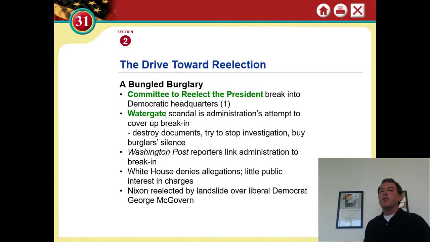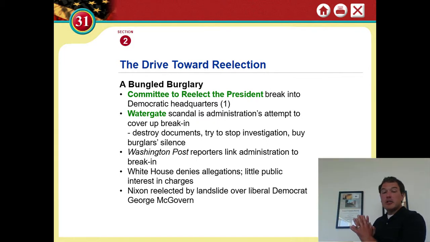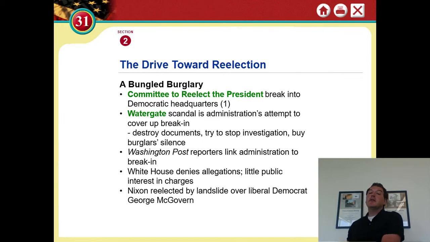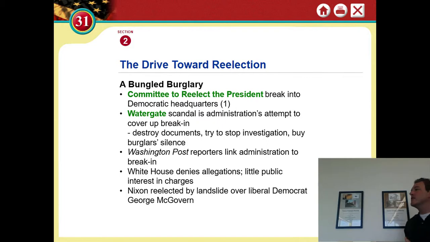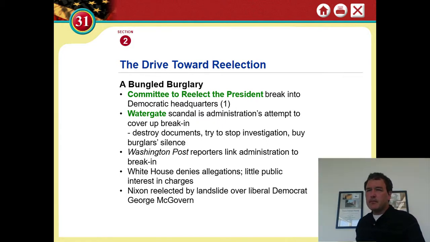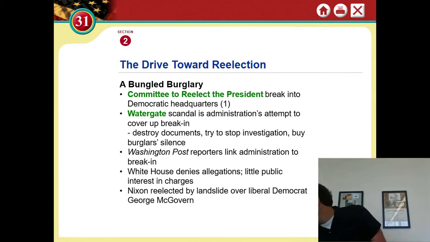Until a reporter from the Washington Post continued the investigation, would not let it go, and managed to link the Nixon administration to the break-in. Now, the White House denied these allegations, claimed there's little public interest in these charges, there's bigger events going on, we need to focus on the national problems. And meanwhile, Nixon was elected by a landslide.